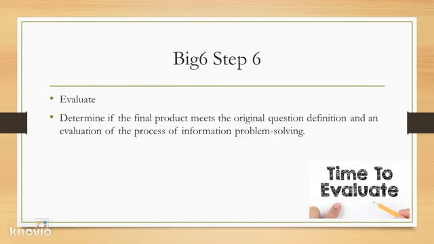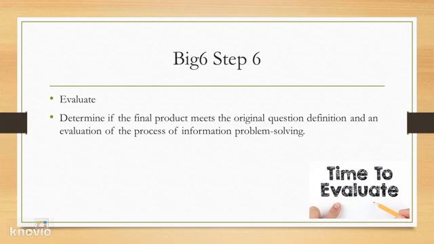Big 6 step number 6, evaluate. This is where you're going to determine if the final product meets the original question, definition, and evaluation of the process of information problem solving. So this is where you're going to evaluate your presentation, your website, your web page for content and format. If you need to, you might have to edit and revise your work.